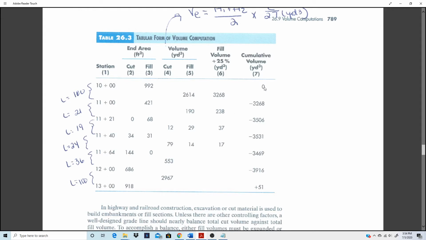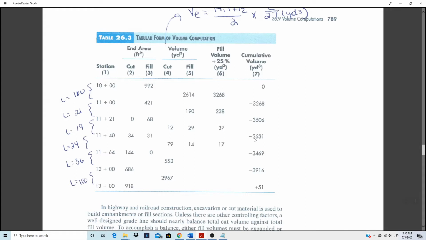So if I say 0, and usually fills is a negative. If I say 0 minus 3268, I'm going to be a negative 3268. And then I'm going to subtract out a minus 238 to get a negative 3506. And then I'm going to subtract out 31, excuse me. So let me start at 0, subtract. You're going to always subtract the fills. Subtract 238, subtract 37, and that's where I get 3543 right here, and that might be where they had the mistake.